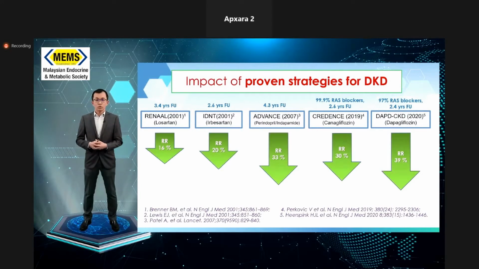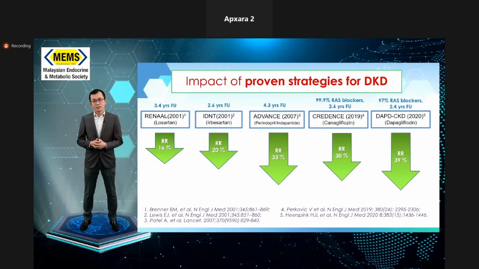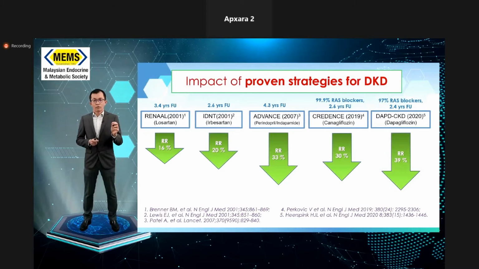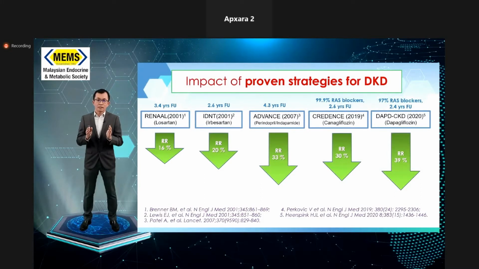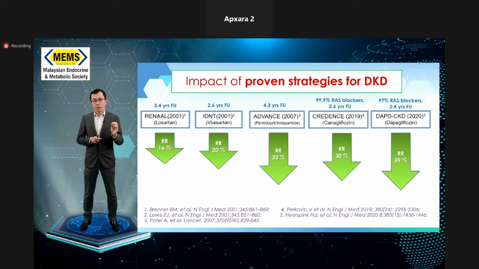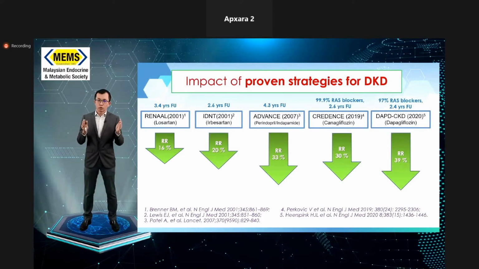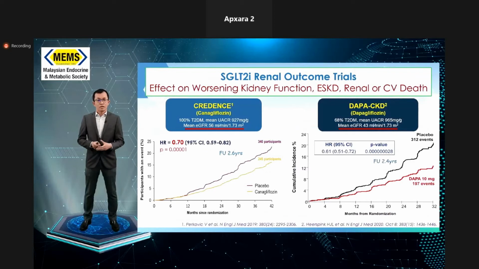But in 2019, CREDENCE and 2020 DAPA-CKD are the 2 SGLT2 renal outcome studies that have been published. If you observe in these 2 studies, more than 95% of patients have been put on RAS blocker, and with a median follow-up of 2.5 years, we can see a significant impact on renal outcome. So these are the 2 renal outcome trials for SGLT2 I talked about.